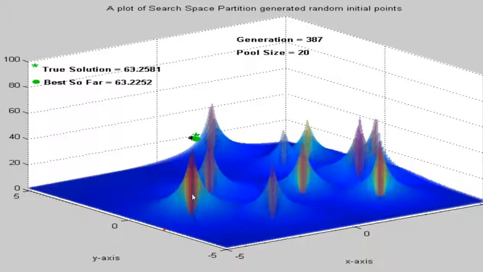So let's just see what happens when I leave this to evolve, and then I'll explain what Hussein means, who is my PhD student, by search space partitioning, which is stated up here. So let's leave it running for a second.